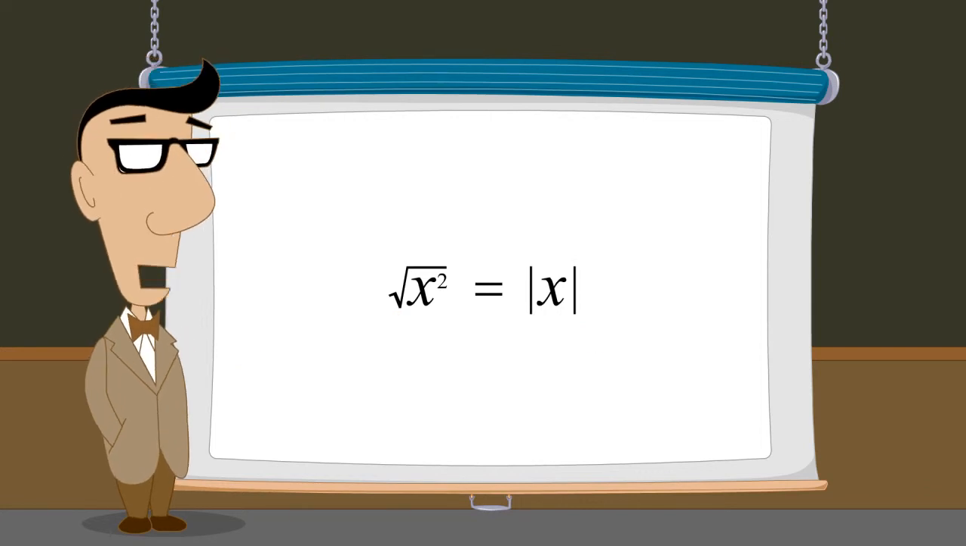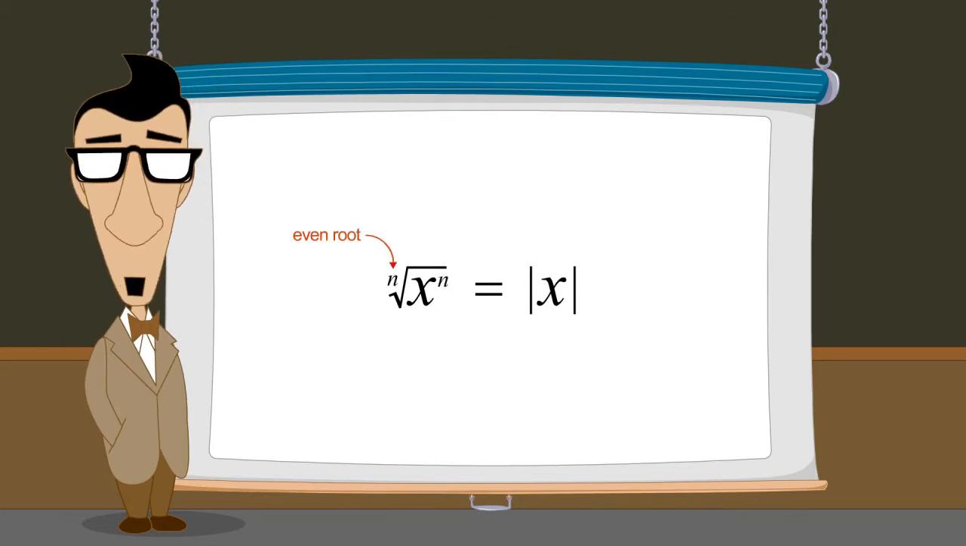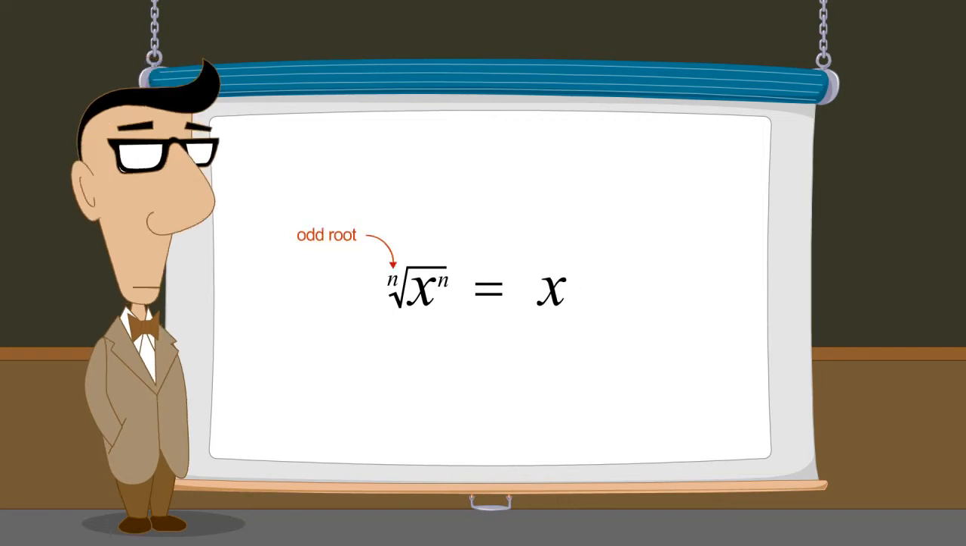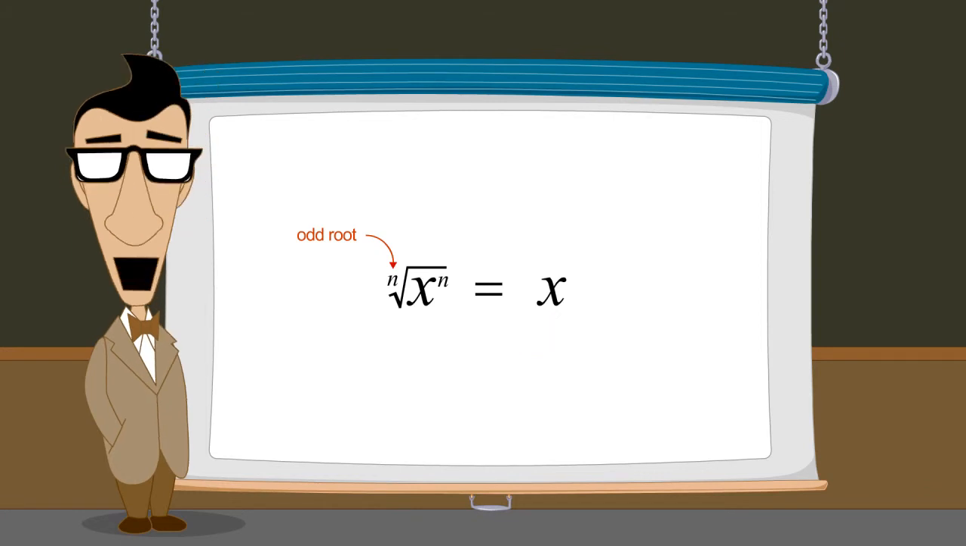This is true for square roots, fourth roots, or any even root. However, we do not have to take the absolute value for odd roots. This is because with odd roots, when the variable has a positive value, the result should be positive. And when the variable has a negative value, the result should be negative.